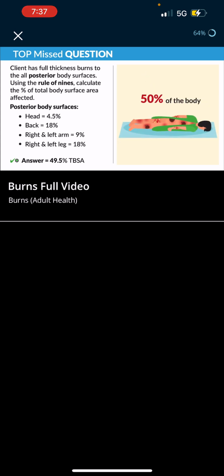So the answer would be 50% of the body, which makes sense because the entire back or posterior of the body has been burned here. So half the body's been burned, so 50% of the body. Now the next top missed question.